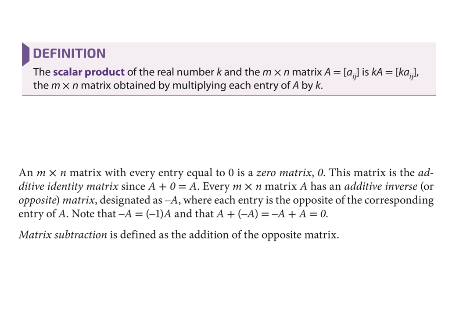But it's not multiplying matrices. It is just multiplying one matrix by one number. All right, so you can think of it as distribution. They do mention a zero matrix. So we do have a zero matrix.